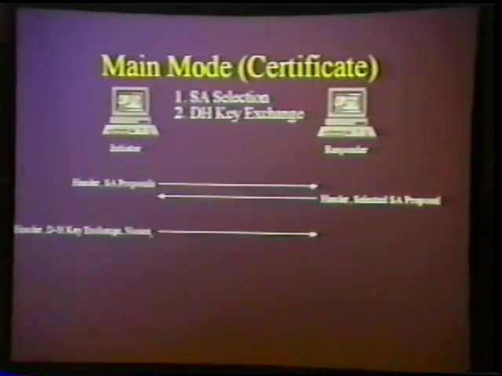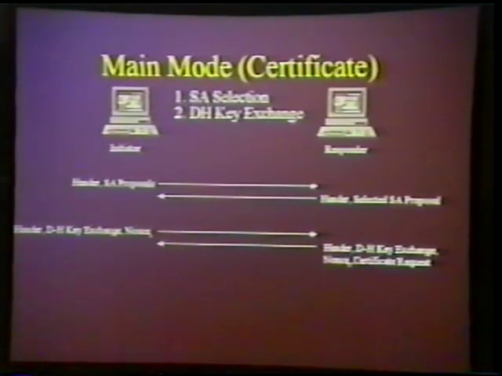And then they attempt to do the Diffie-Hellman exchange. This is up till this part. The only difference is that they do not have a Kerberos token at this point, because they are using certificates for this. The responder sends back the Diffie-Hellman exchange, the nonce from the responder, and the certificate request, which means the responder wants to see what the initiator's certificate looks like.